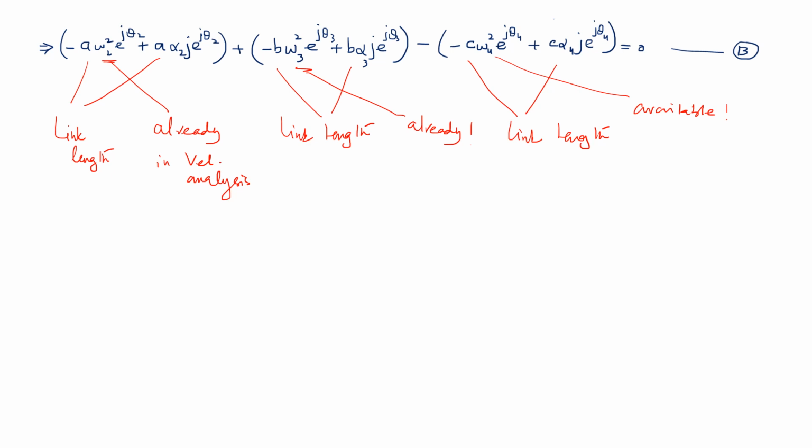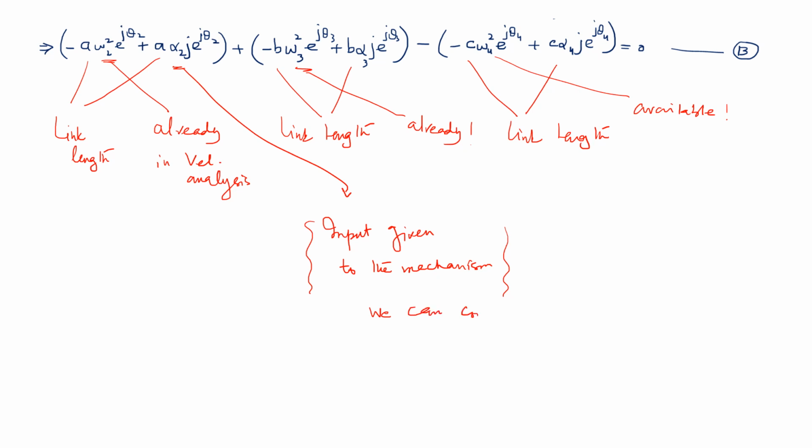Now we are left with alpha 2, and this alpha 2 is actually the input given to the mechanism. So when this is an input, it means that we know it, or we have control over how the angular acceleration is provided to the four-bar mechanism. So this is under our control. So we can control it. So that's not an issue over here.